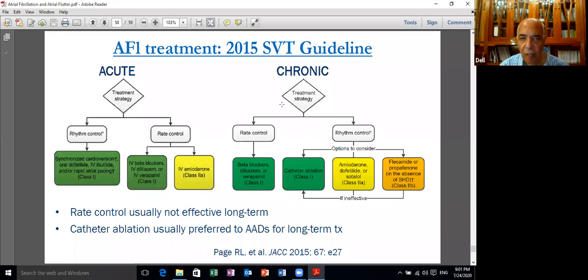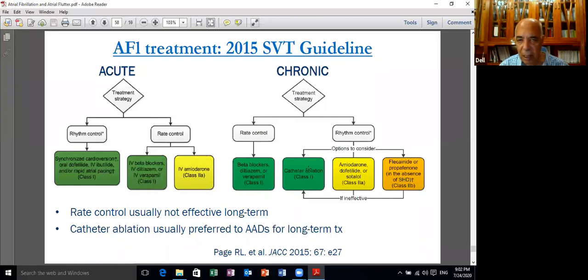Now, for chronic conditions, the situation is slightly different. If you choose rhythm control, then the only class 1 indication is catheter ablation. It's easy for the typical isthmus-dependent atrial flutter. It achieves a 95% success rate, but it always has its own tails in terms of follow-up of the patient, with 30% atrial fibrillation and 3% to 5% recurrence.